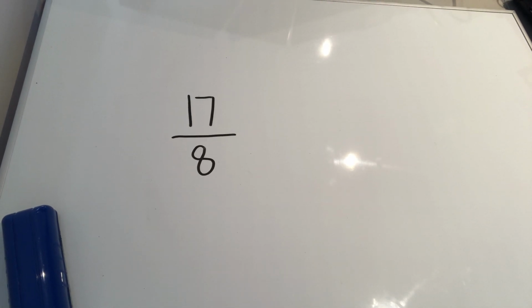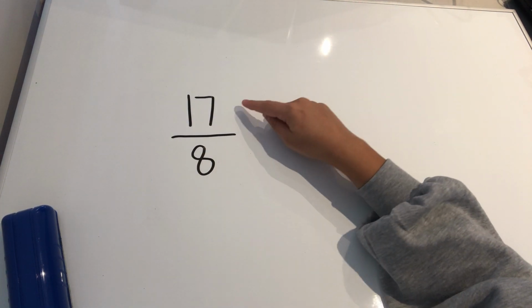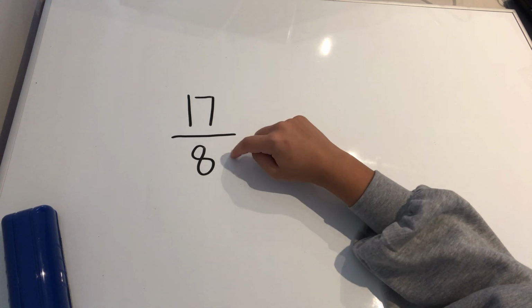Hi 3-4s, today we are continuing to learn how to subtract fractions with the same denominator. However, you'll find that some of your answers are going to be in an improper fraction form. This means that the numerator is larger than the denominator. Just like you can see this fraction here, we've got 17 over 8, so 17 is larger than 8.